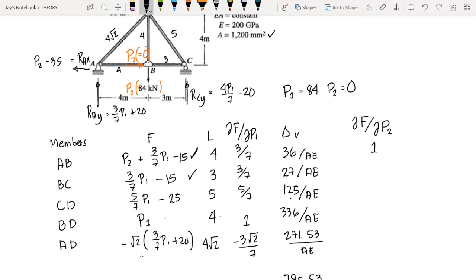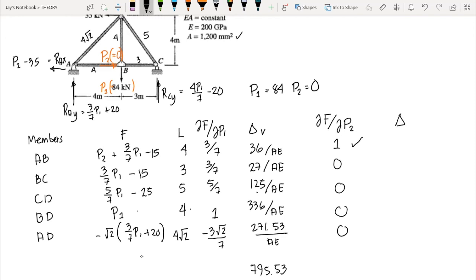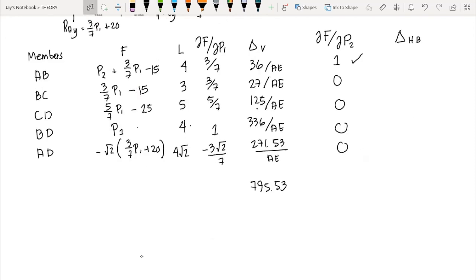Now for this equation, we have 0 because we do not have a P2 in any of the terms. Then for this equation, we have a 0 as well. For this equation, we have a 0, and for AD, we have a 0. Again, since all of these equations do not contain P2 in their terms. Okay? So that means this AB here is the only member that would cause horizontal deflection. So we have the horizontal deformation of joint B is equal to the summation of the partial derivative of F with respect to P2 times FL over AE. Now in that case we only have AB.